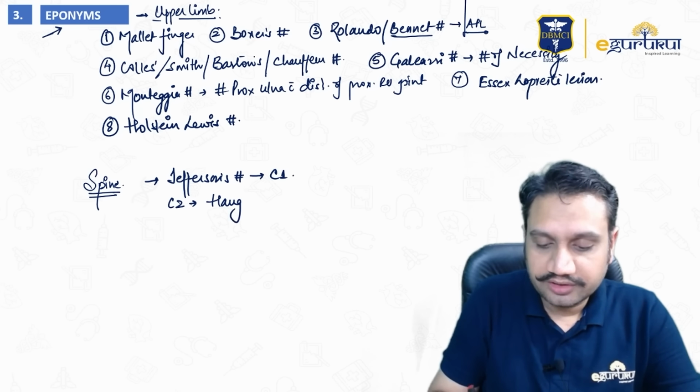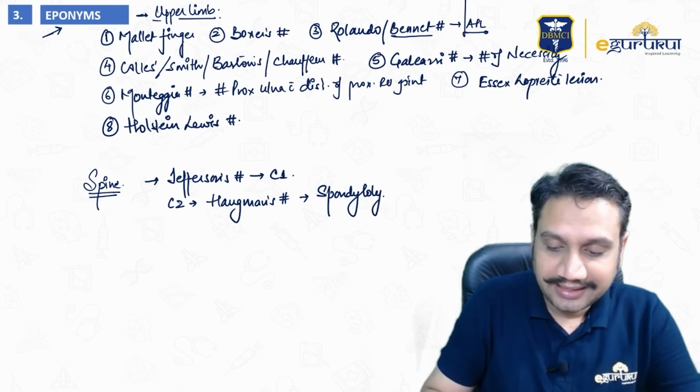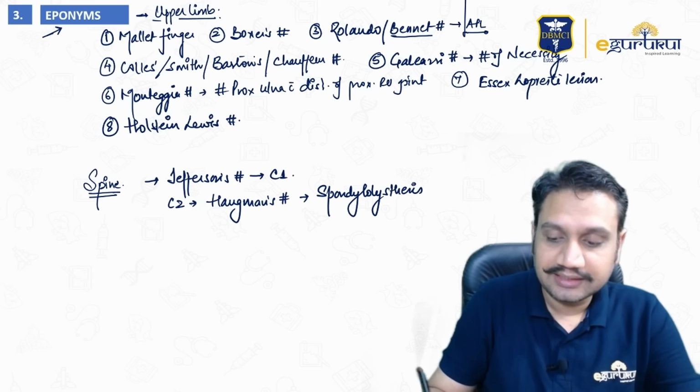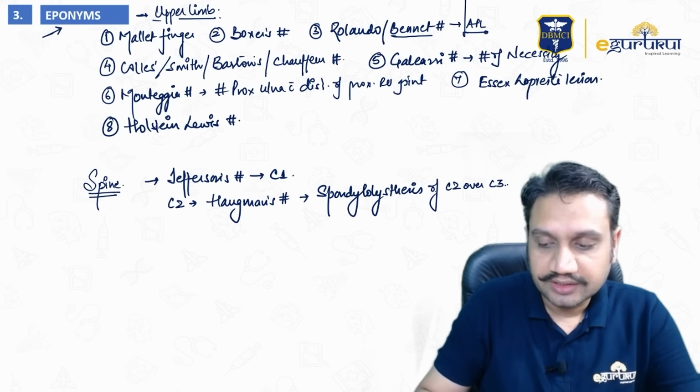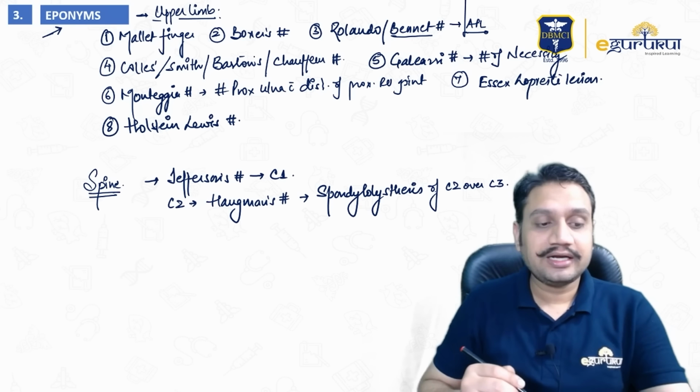And what kind of fracture is that? That's not a simple fracture. That's basically a spondylolisthesis. Am I right on that? Spondylolisthesis of what? Of C2 over C3. Spondylolisthesis of C2 over C3.